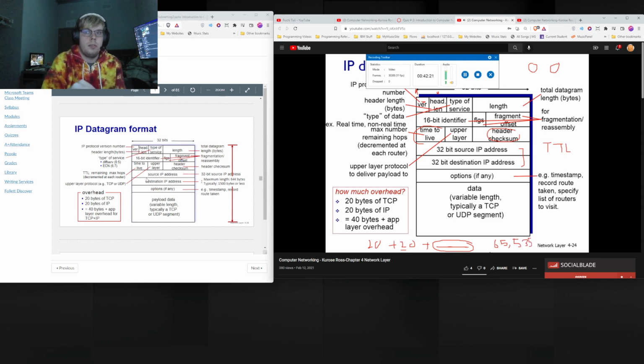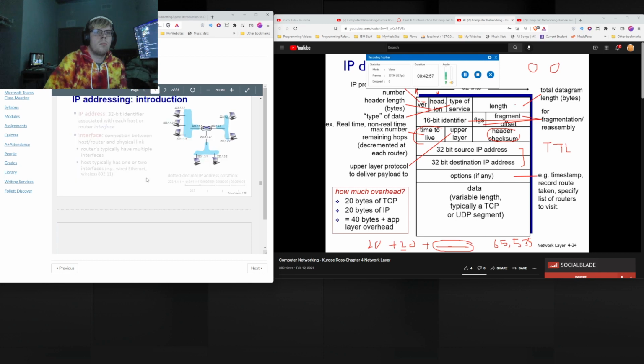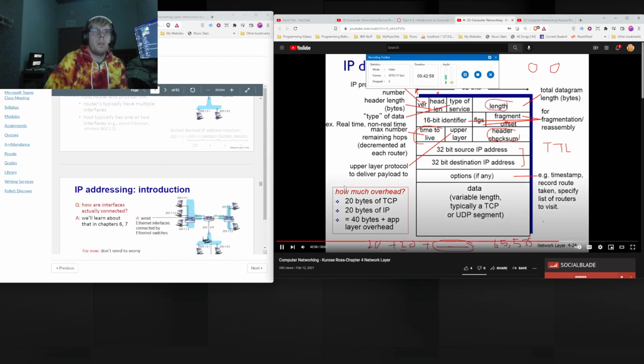This is the maximum size of the IP datagram, 65,535 bytes. But in practice, normally the datagrams are not larger than 1500 bytes, because if we have too big datagrams, then routers will take a lot of time to process those big datagrams. So normally the maximum size of the datagram is 1500. So 1500 means this is 20 plus 20, 40. 1500 minus 40.